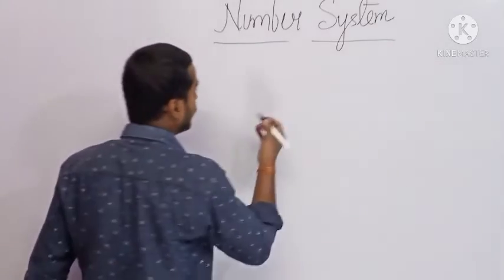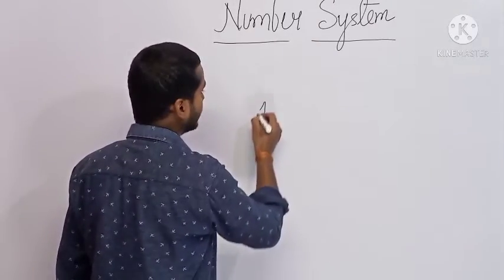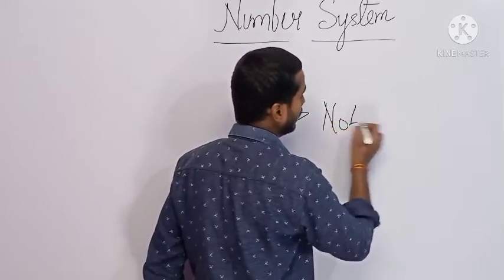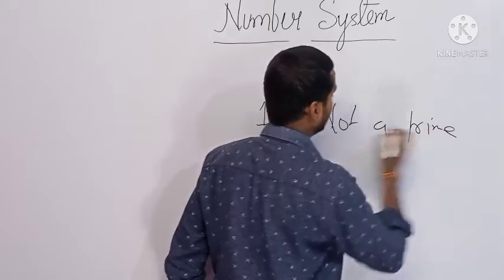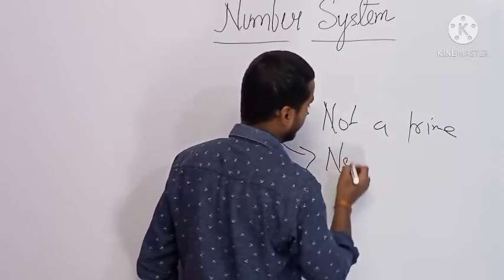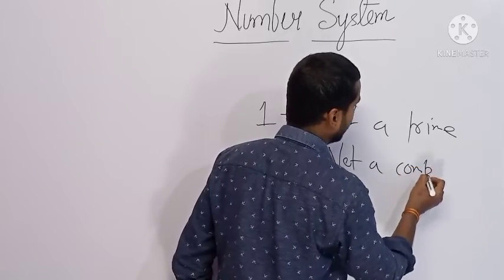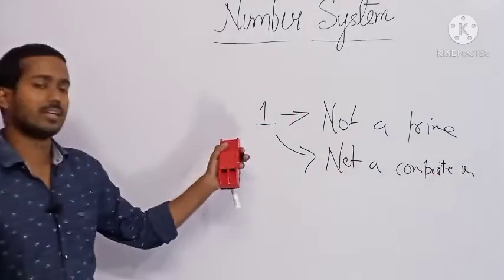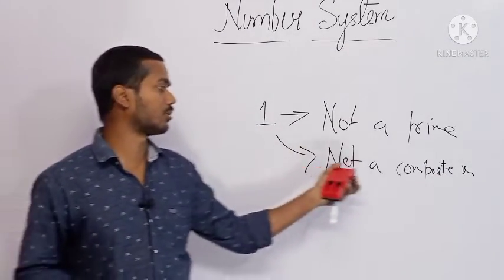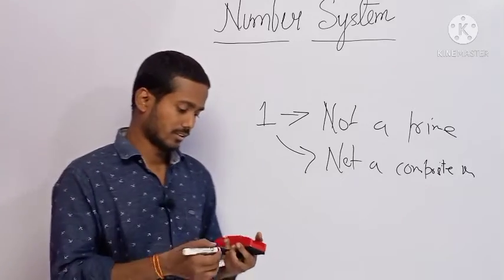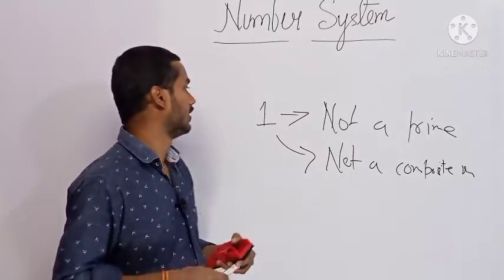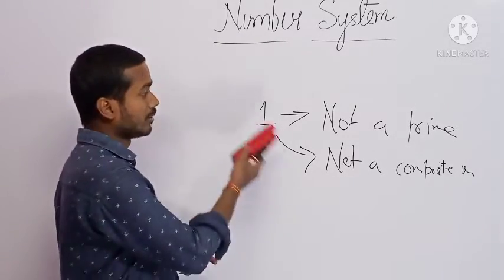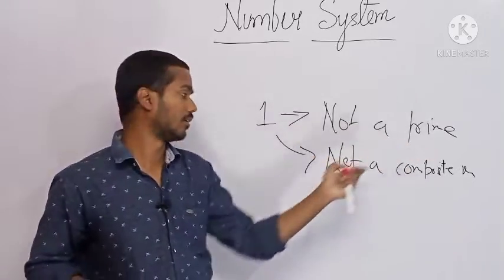So one more thing you have to remember, that 1 is the number which is not a prime number and it is not a composite number, right? So 1 is not a prime number and it is also not a composite number. Sometimes in many examinations it is asked whether 1 is a prime number or a composite number. So you have to remember that 1 is neither a prime number nor a composite.